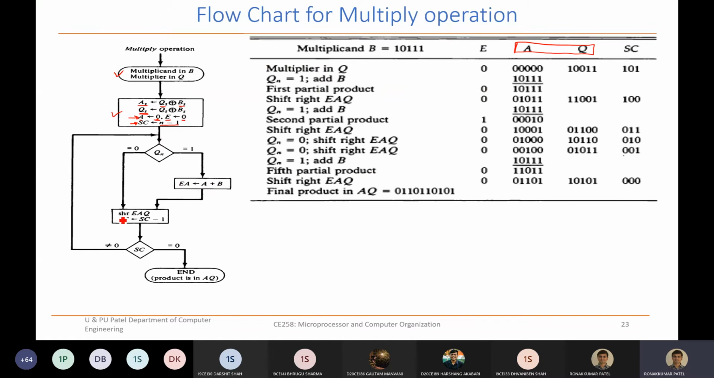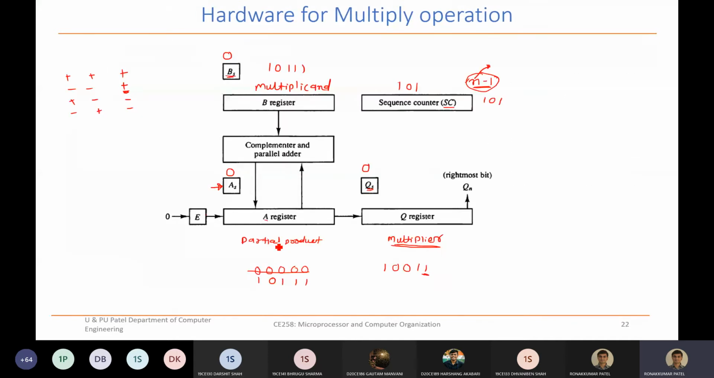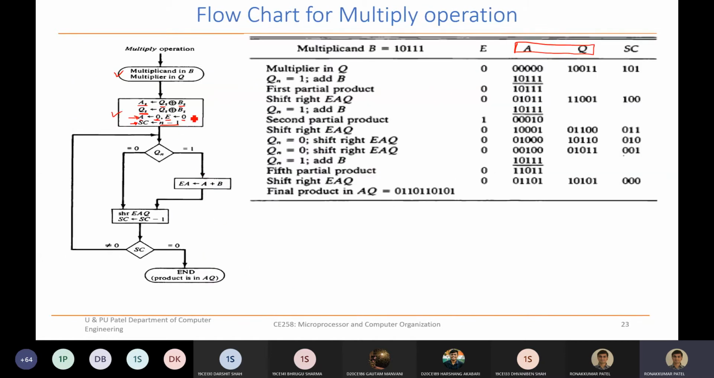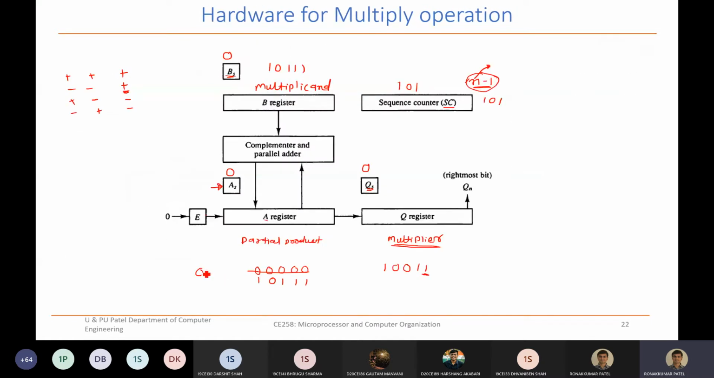The next is the shift right operation of EAQ. So this flip-flop and these two registers we need to shift right. Okay. So let's do it. In E, what is in E? It's a 0. Here E is 0. So this is 0. Now perform the shift right operation.